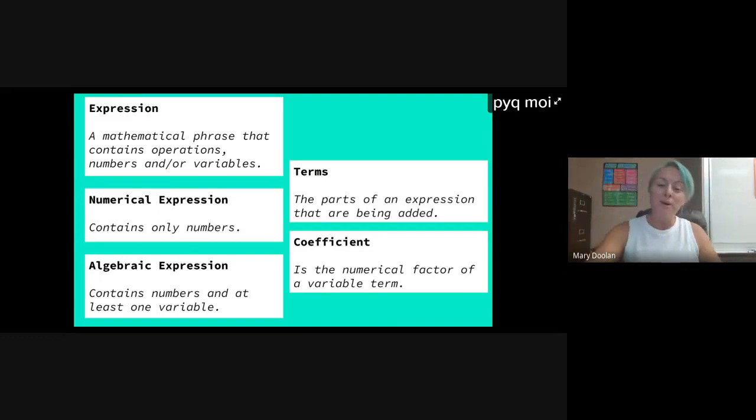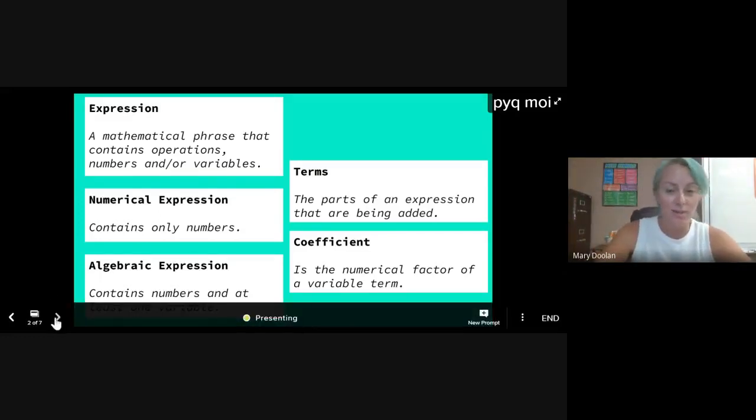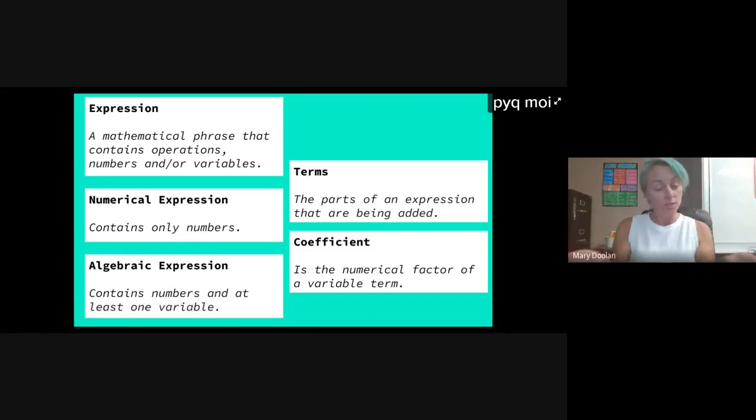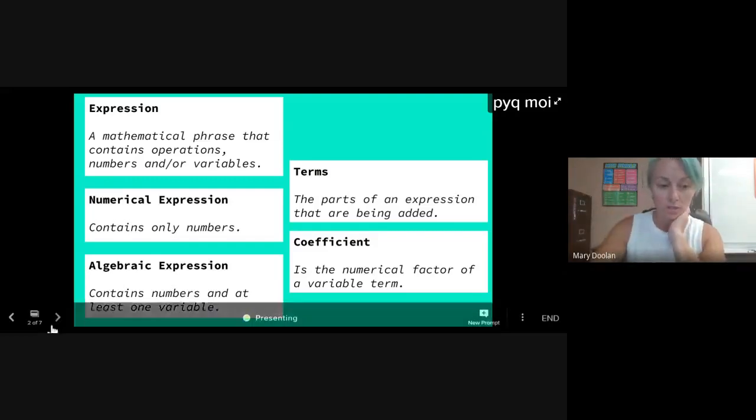Okay, so that's our vocabulary that we need to be familiar with for today. We're not working with equations right here. These are expressions. If you remember from our last set of notes, we talked about an equation being composed of two expressions and an equal sign. So whatever you have on the left-hand side is the expression, and whatever you have on the right-hand side is the expression. So today we're looking at the expressions.